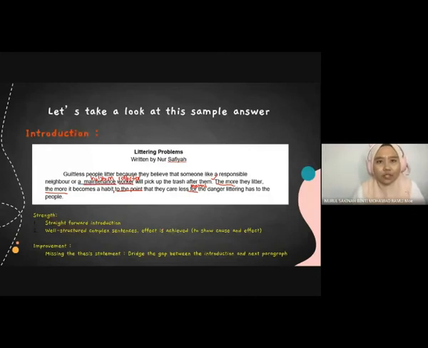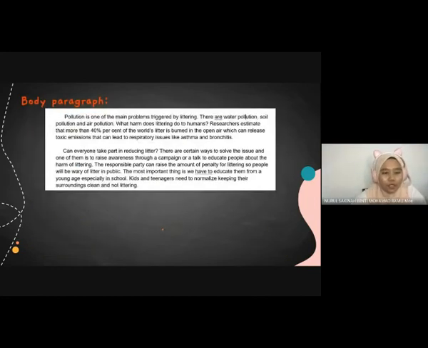So you create a thesis statement so that your reader is not left hanging. Then it is followed by: pollution is one of the main problems triggered by littering. Good. Students usually forget this, the word problems, but this is okay, no issue. Pollution is one of the main problems triggered by littering. There are water pollution, soil pollution and air pollution. What harm does littering do to human beings? Sorry.